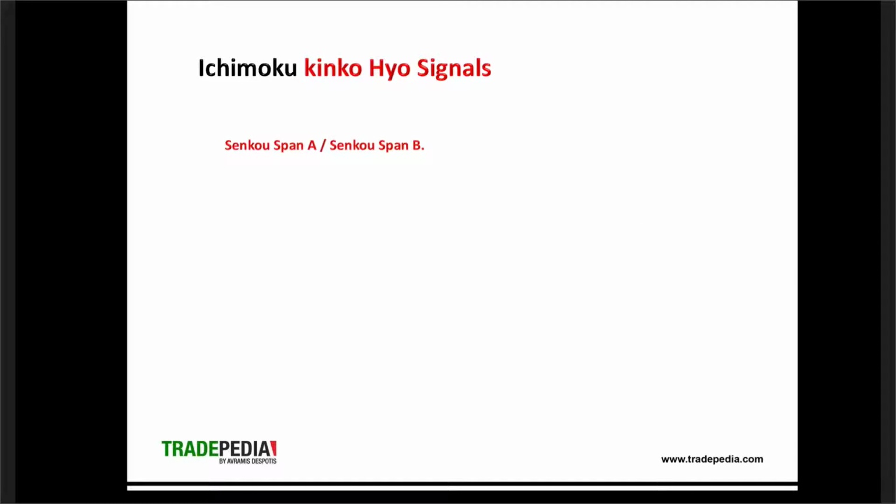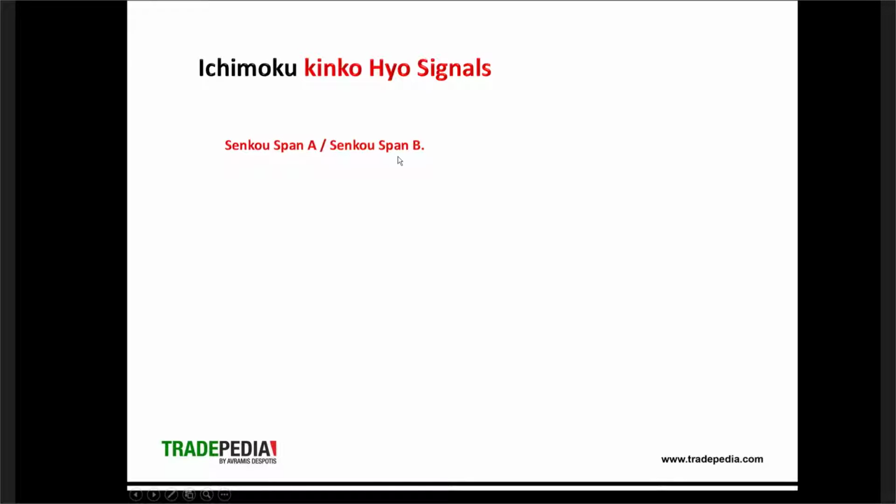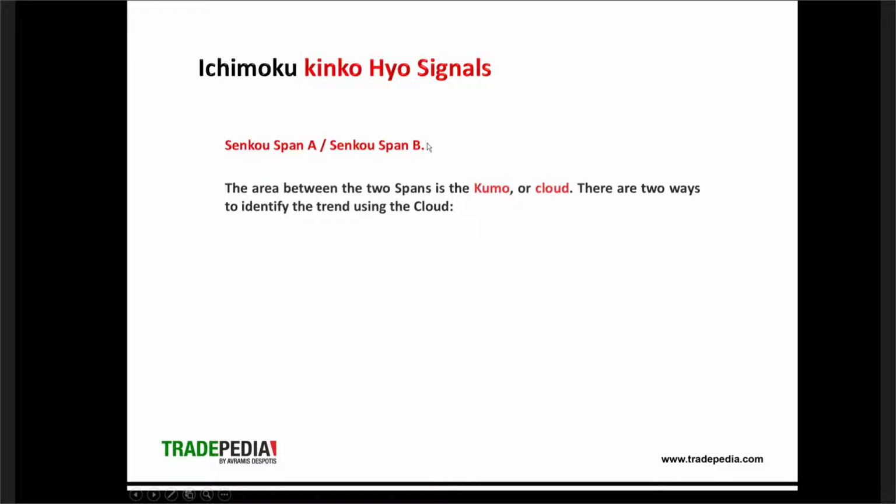Now, important to understand that momentum signals focus on the Tenkan-sen and the Kijun-sen. Trend signals focus on the Senkou span A and the Senkou span B. So let's see how the signals come from the Senkou span A and Senkou span B. As we said, the area between the two spans is known as the Kumo or the cloud. Now, there are two ways to identify the trend using the cloud.